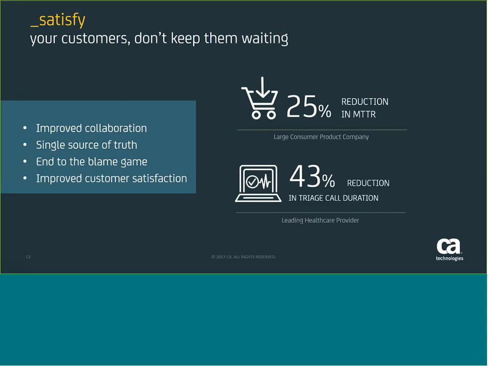Because at the end of the day, the goal of a good IT infrastructure is to make sure that your customers are satisfied. This way, with UIM, we have some numbers coming from our large base of customers: 25% reduction in mean time to repair, and 43% reduction in triage call duration.